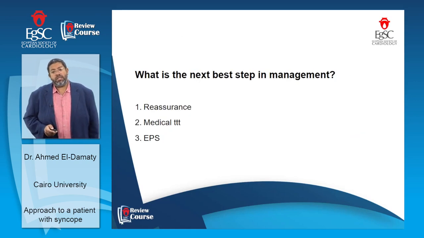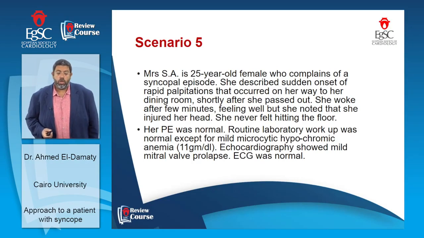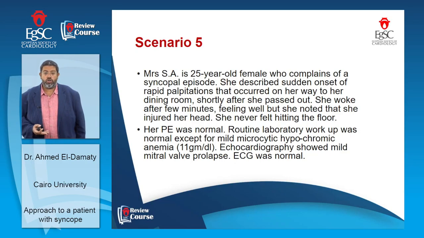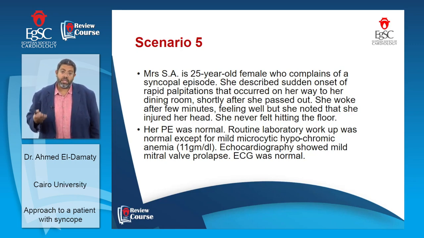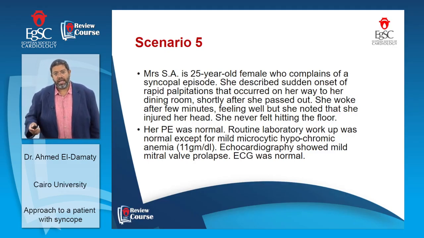So the question in this patient is whether you would reassure her as the previous patient, offer her medical treatment, or do an electrophysiological study. It's important to realize that this patient is different from the previous one. In this particular scenario, she complains of palpitations, which points to an arrhythmic origin, and then she passes out, she never felt hitting the floor, and she injured herself. All these clues do not go in the direction of a psychogenic pseudosyncope. A patient with psychogenic pseudosyncope usually does not hurt him or herself, while a patient who has an organic etiology can inadvertently injure him or herself, of course.